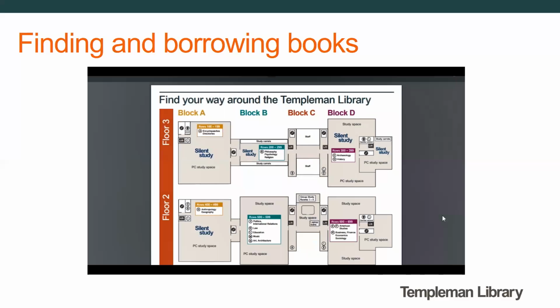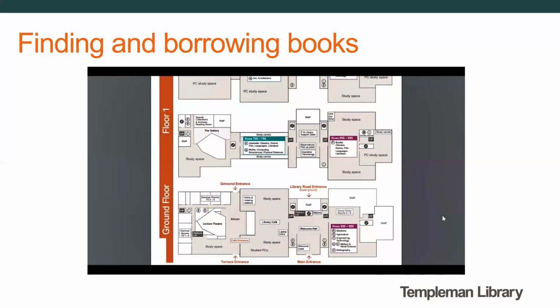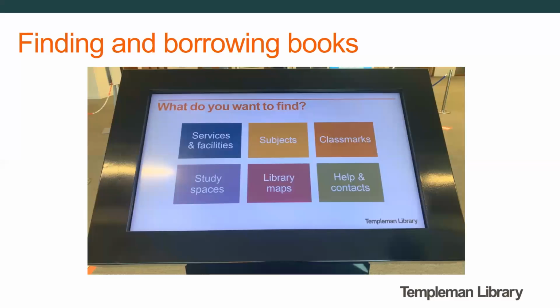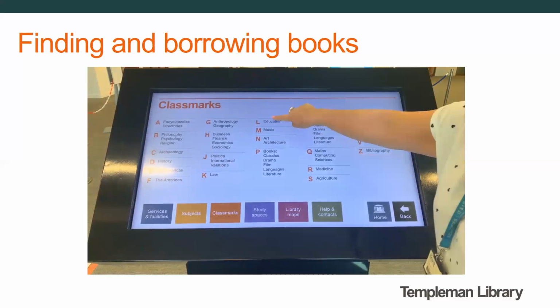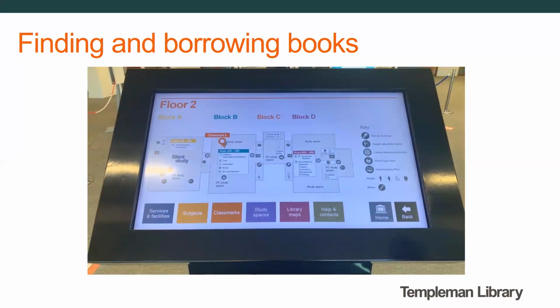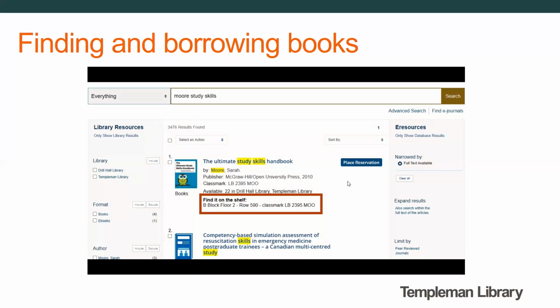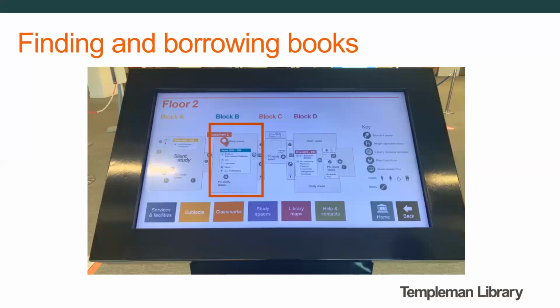If you don't know your way around yet, it's a good idea to find a map of the library. We have touchscreens in the Welcome Hall where you can search by the first letter of the class mark. You can also search by subject area if you don't have a specific title in mind. We know from Library Search that the row we're looking for is in B block on floor 2. The map shows us where that is.